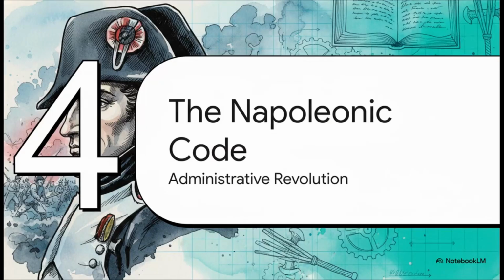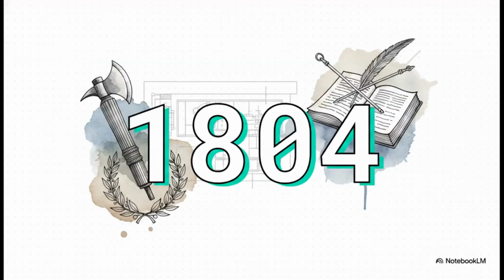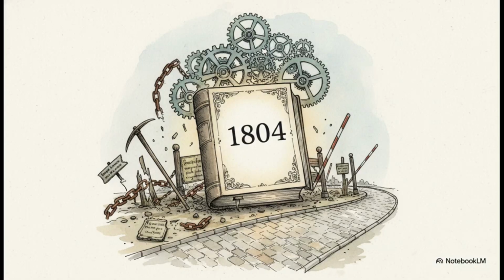Moving to Section 4, the Napoleonic Code. Now, this brings us to a massive turning point and a really fascinating historical paradox, which is the rise of Napoleon. See, Napoleon basically destroyed democracy in France by bringing back a monarchy. But administratively, he was incredibly revolutionary. The defining year for this huge administrative overhaul is 1804. That is the exact year the Civil Code, usually called the Napoleonic Code, was introduced. And this document was an absolute masterpiece of rationalization.